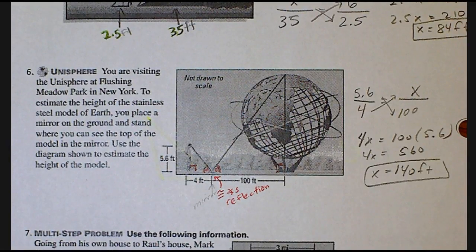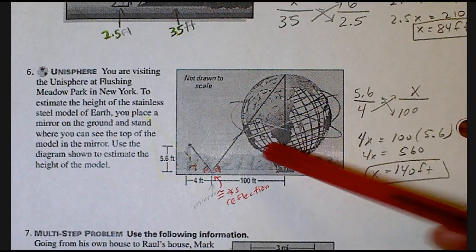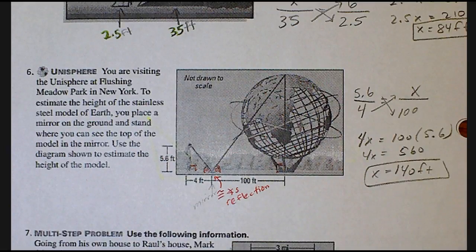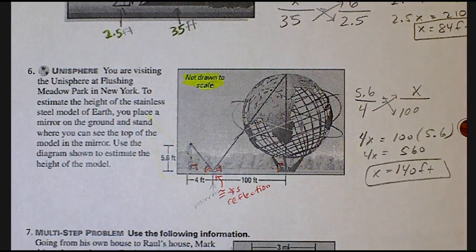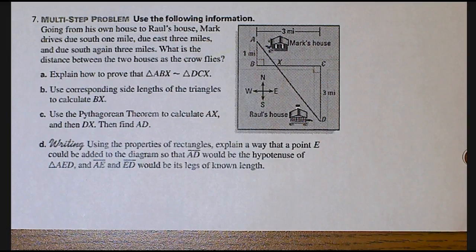So when I solved this problem, I got 140 feet. Some of you might be saying that doesn't really make sense because the person is only 5.6 feet and it doesn't really look like this model is more than 3 or 4 times that person's height. But keep in mind that diagrams may not be drawn to scale. So you can't always go by what you see. This one's kind of tricky, so I'm going to leave you guys to this for a little bit. I want you to see how far you can get. And then I'll start to explain parts A and B a little bit, but we'll talk about it mostly in class as well.